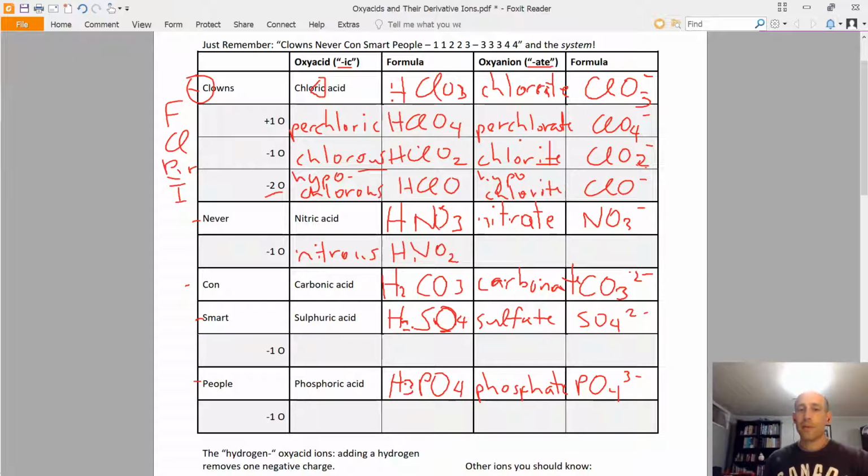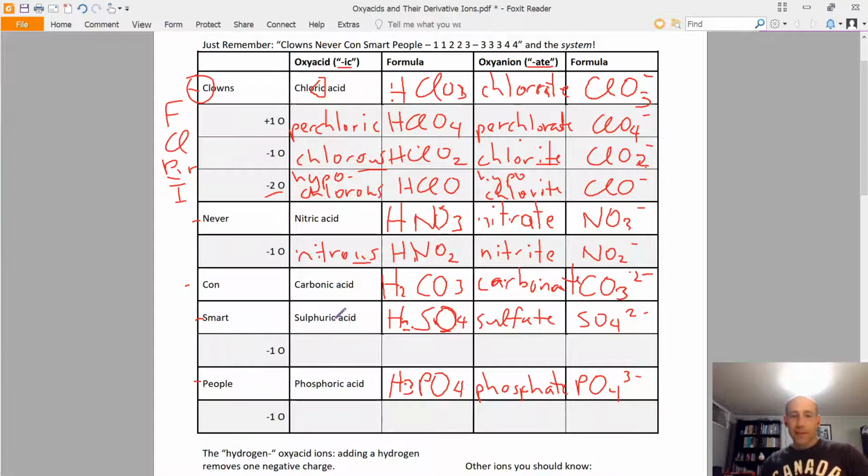One less oxygen. The formula for it, you should also be able to guess. Sorry, not the formula. The name of the oxyanion, -ate goes to -ite. So it's nitrite ion, which is NO2 with a negative charge.